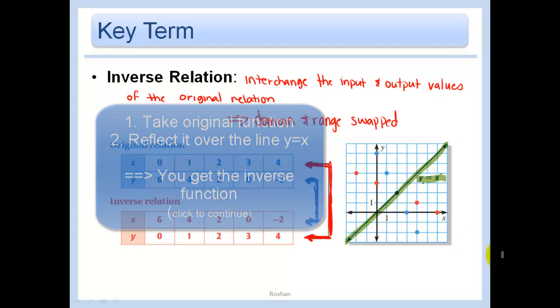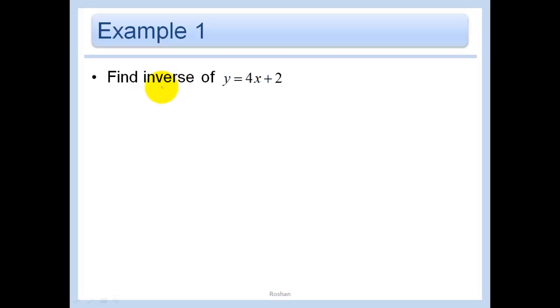Now they're asking me to find the inverse of y equals 4x plus 2. Well, I just said that the inverse is just swapping the x's and the y's. So all I did was swap the x's and the y's. And so now let's just solve for y. So let's subtract 2.